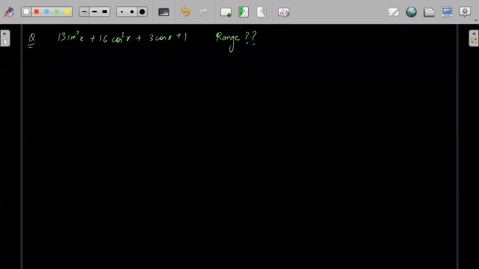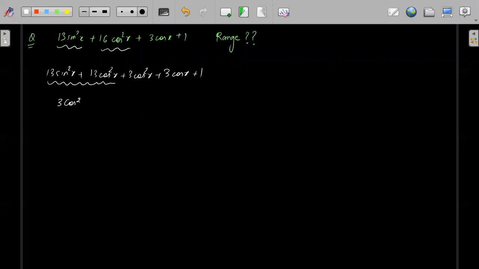Okay, so what we have got is 13 sine square x plus 16 cos square x plus 3 cos x plus 1, right? So here we have got sine square x also and cos square x also. So what we can do, we can write 13 sine square x plus 13 cos square x plus 3 cos square x plus 3 cos x plus 1. 13 sine square x plus 13 cos square x is nothing but 13. I will take this 13 and add it with 1. So this will become 3 cos square x plus 3 cos x plus 14. I hope this one is okay.